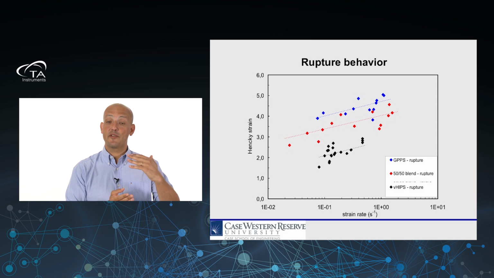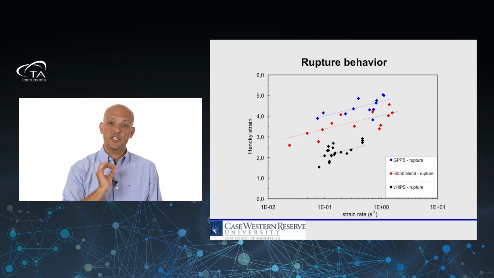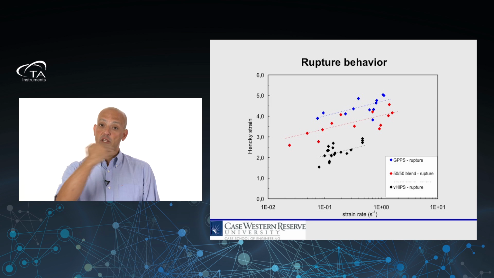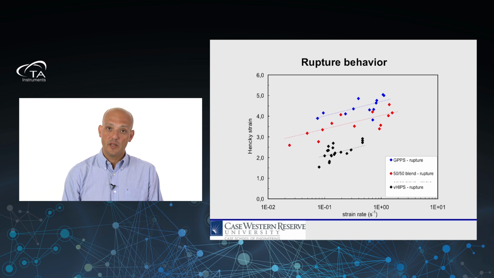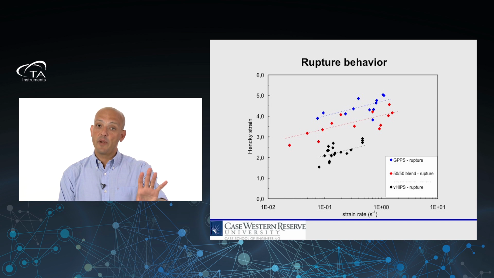Another factor of about 5 to 6. So really what we're accomplishing here is we now have a material, the blend, that still has much higher stretchability, much higher deformability prior to rupture than the high impact material. So the blend from the deformability point of view works. So the question is, how about from the mechanical properties point of view?